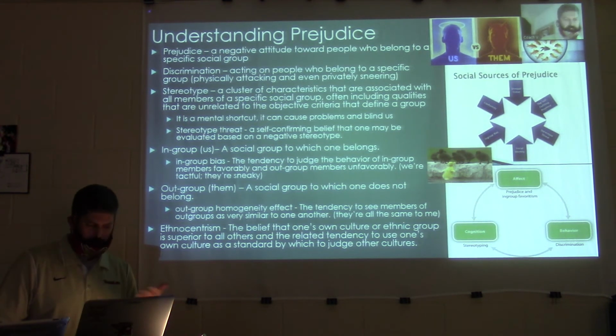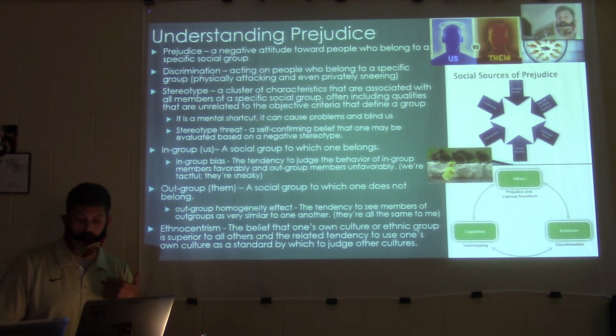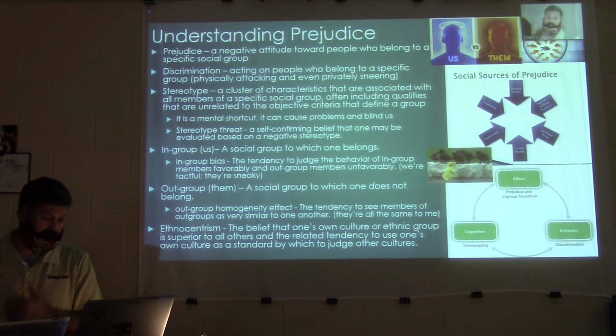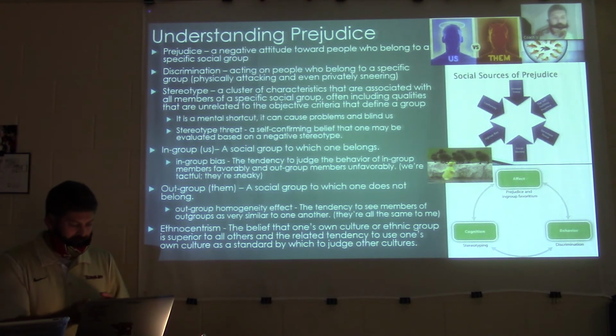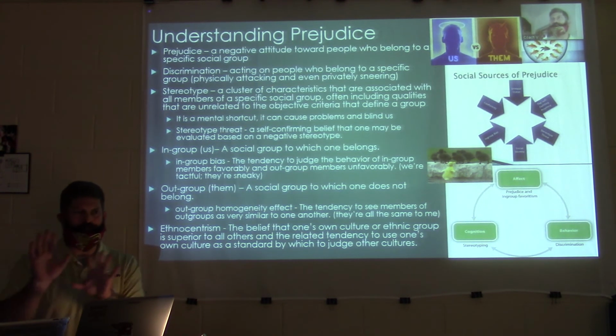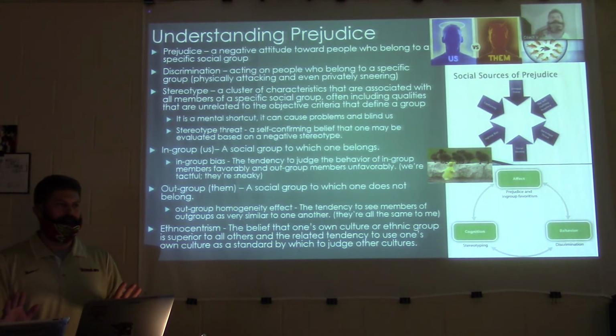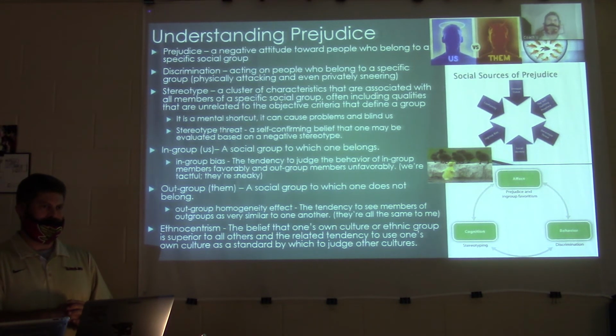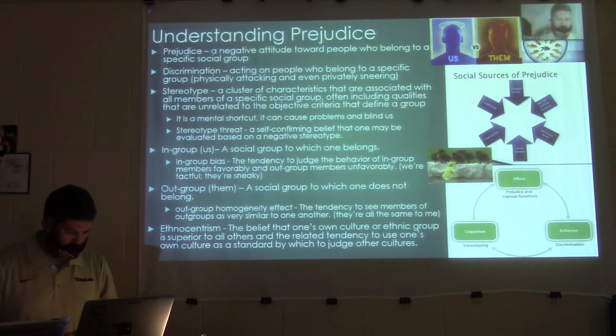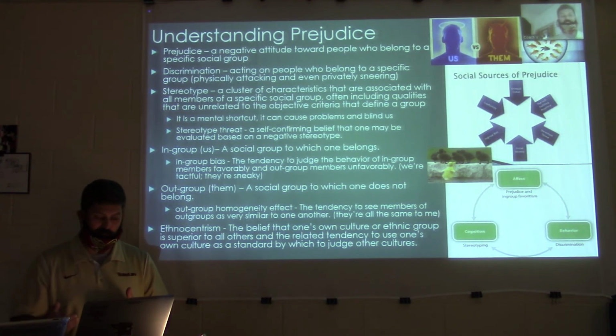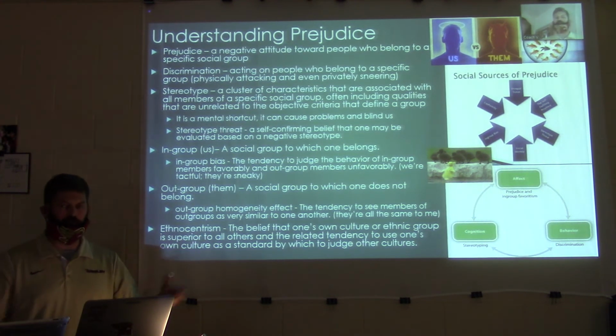So in-group versus out-group. In-group is us, the group that you belong to. In-group bias is the tendency to judge the behavior of in-group members as favorable and out-group members as not. The example here is we're playing capture the flag. We're tactful, and the other team doing the exact same thing that we're doing, they're sneaky. Out-group, them, a social group to which one does not belong. The out-group homogeneity effect is the tendency to see all members of the out-group as very similar, but I just told you that's not the truth.